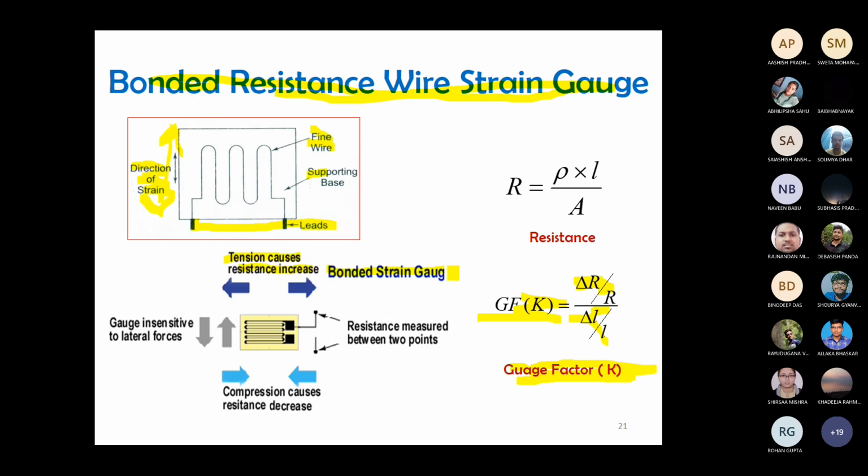The bonded strain gauges are there over here. By changing these two positions, the resistance is measured between two points, where you are able to measure the resistance. The gauge is insensitive to lateral forces; here you can see the lateral forces. Compression causes the resistance to decrease. Compression means definitely a change of area, and so the resistance changes, as does the length. Both are related to each other.